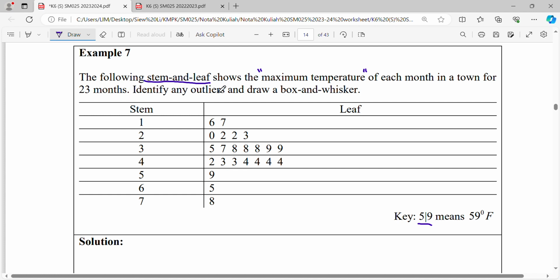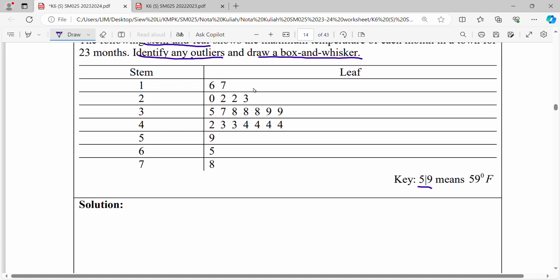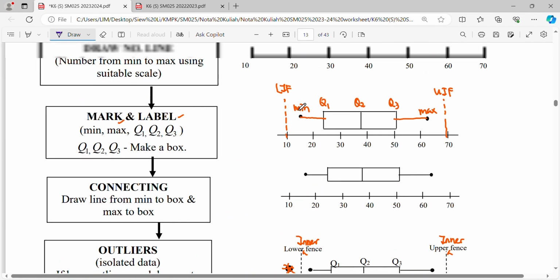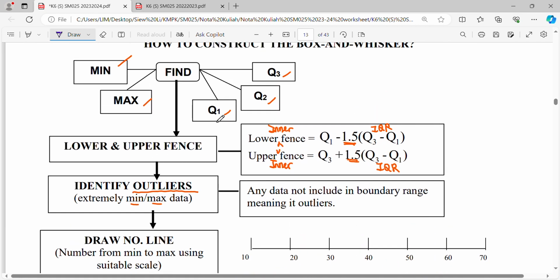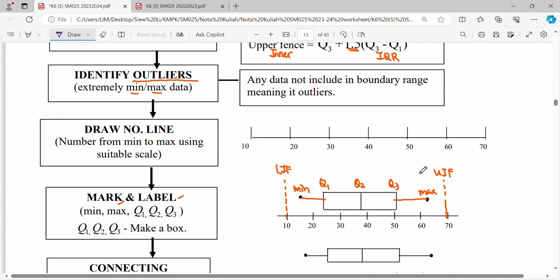So identify the outliers and draw out the box and whisker. Firstly, we find the box first. We build up the box first: Q1, Q2, Q3. Then we build up the fence. Then we identify whether we have outliers or not. If we do, then we change our minimum and maximum. If we don't have any, our minimum continues as minimum, and maximum continues as maximum.